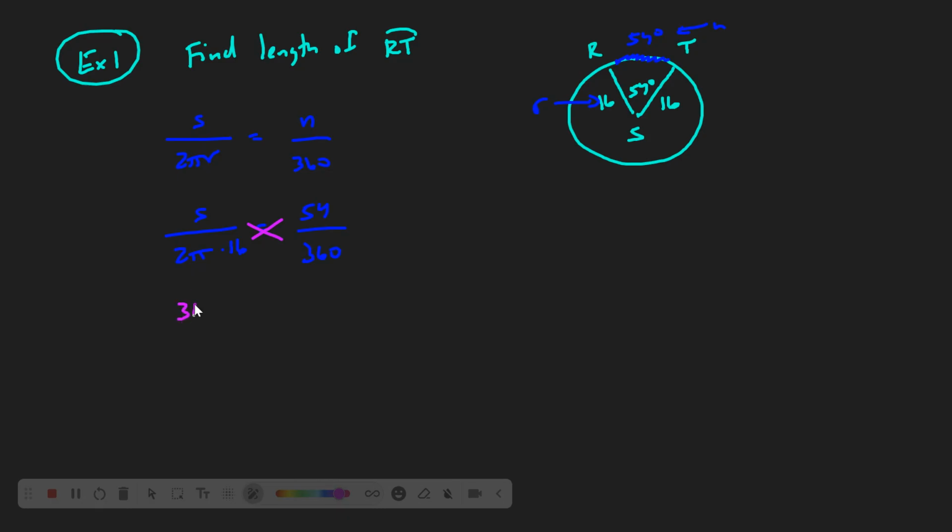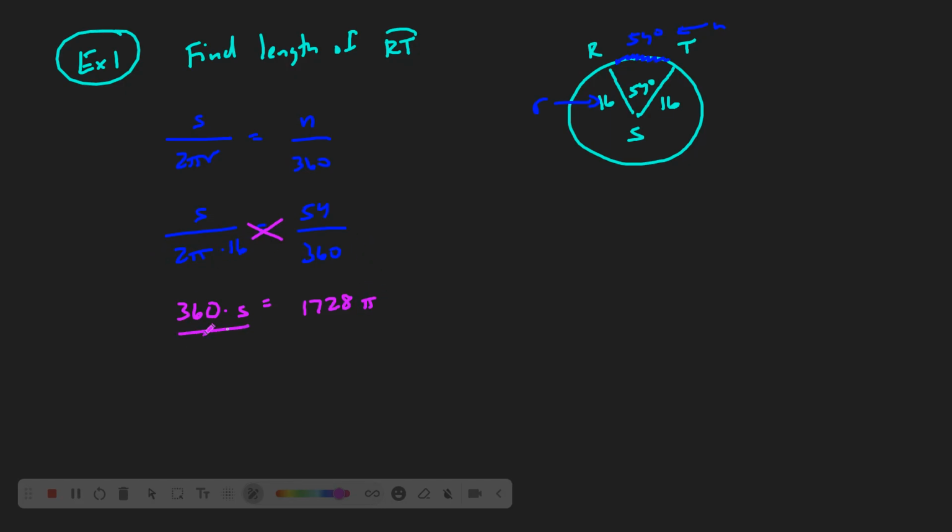So we'll do 360 times S equals, when I multiply the 2, the 16, and the 54, I will not multiply out pi right away. I'll just do 2 times 16 times 54 in my calculator. That's 1728 pi.